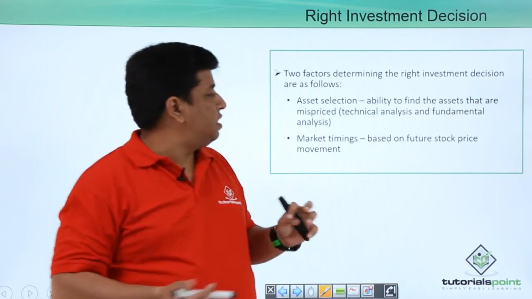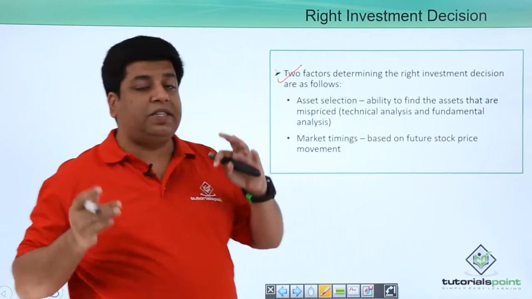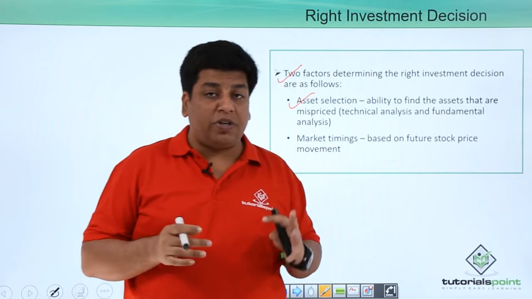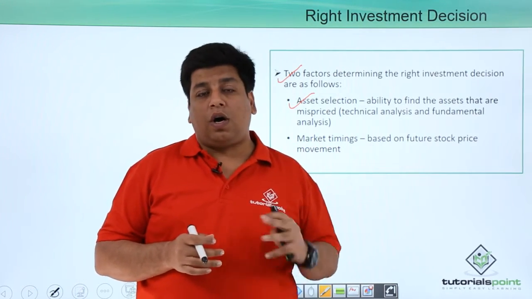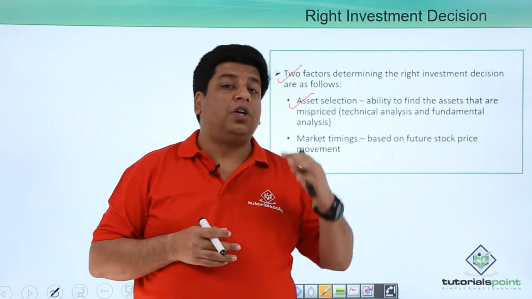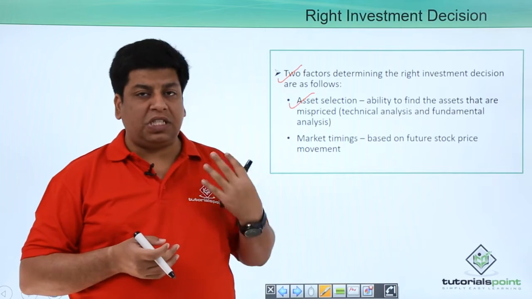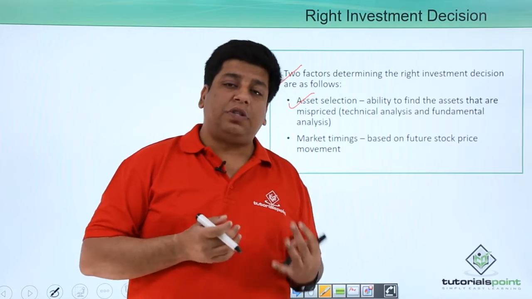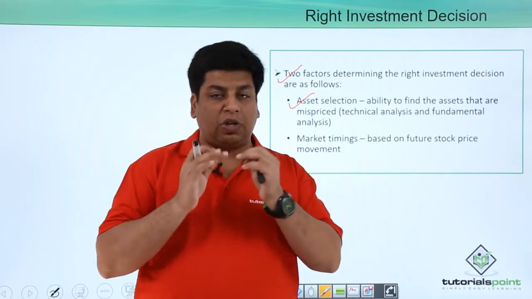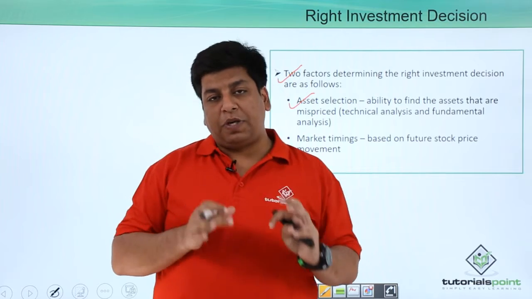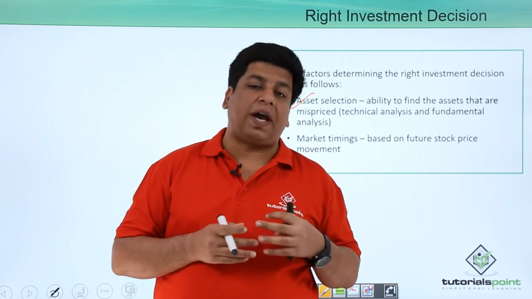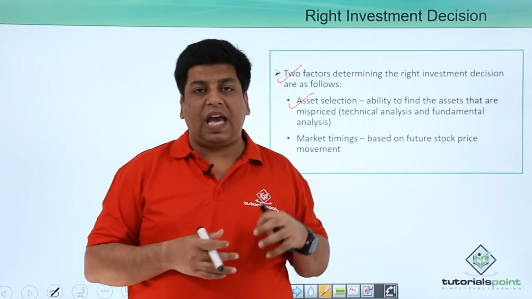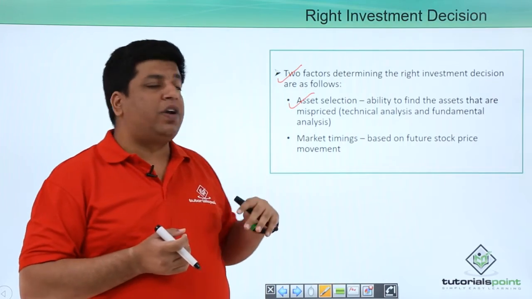Now, two factors will help you determine the right investment decision. First would be your asset selection. It's very important that you select the right asset. Suppose a client wants to invest in the IT sector. The IT sector has different companies: TCS, Infosys, Wipro, Mphasis, Mindtree. You need to be very careful about which particular company's stock you want to buy among these IT companies. So that brings us to asset selection. Depending on the risk appetite we have or the return we are expecting, we'll go for asset selection.